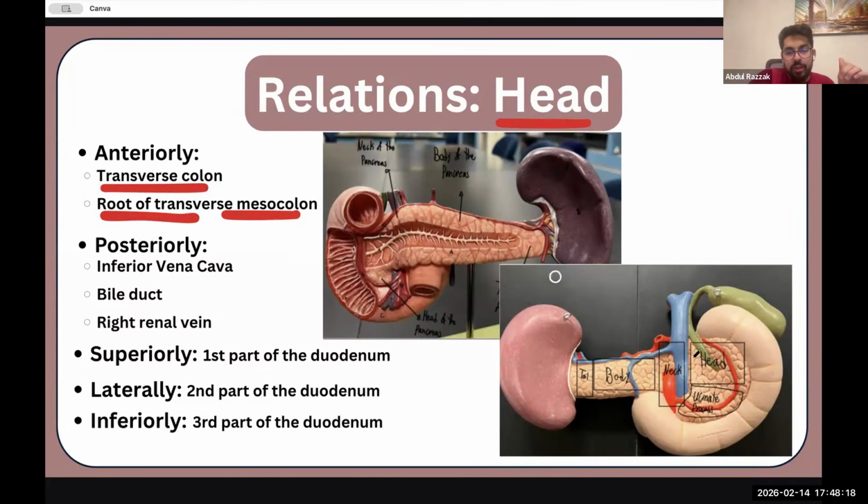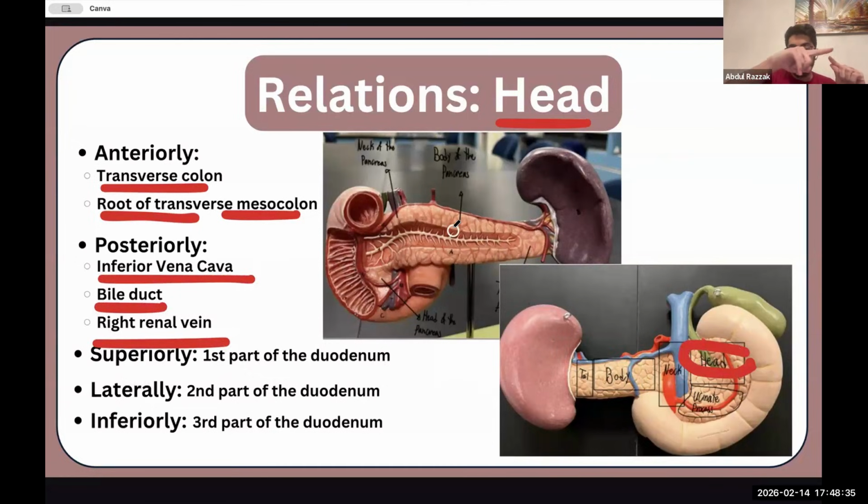Posteriorly, you're going to have the inferior vena cava, which is not seen on those figures. You also have the bile duct, which you can see here, okay, and the right renal vein, which is also not obvious on those images. Nice.